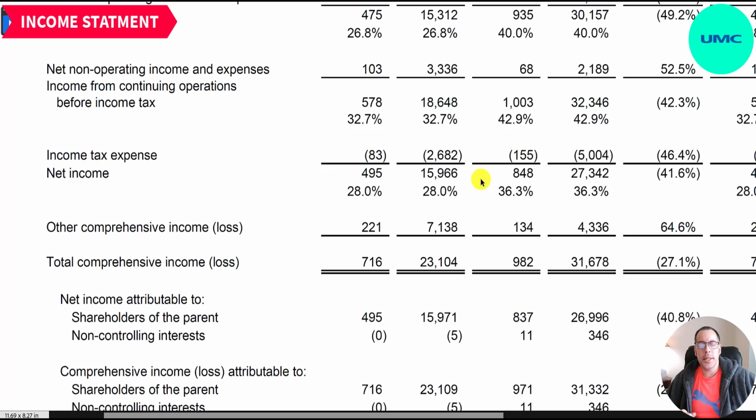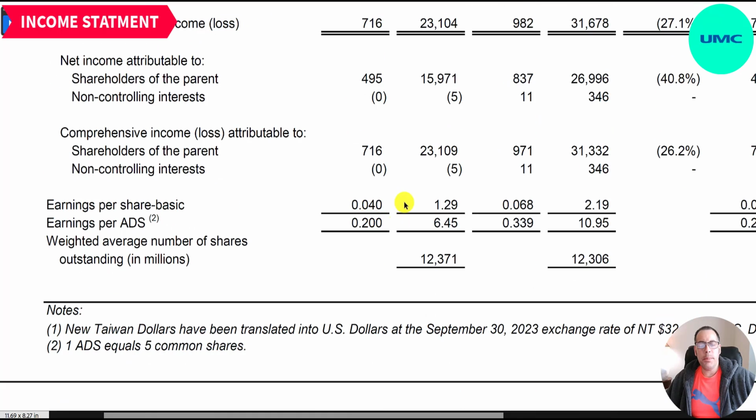It's down from 36% last year. And their EPS, earnings per share, are 4 cents compared to 6.8 cents last year. Their earnings per ADS, American Depository Share, is 20 cents because 5 of the company's regular shares is equal to 1 ADS. It even says that down here, 1 ADS equals 5 common shares. Their shares outstanding are up a little bit, 12.3 billion to 12.4 billion.